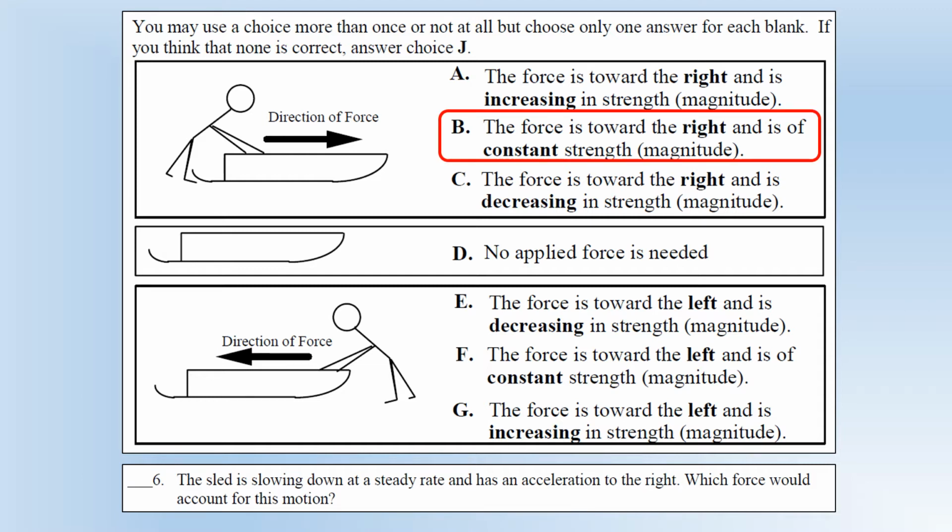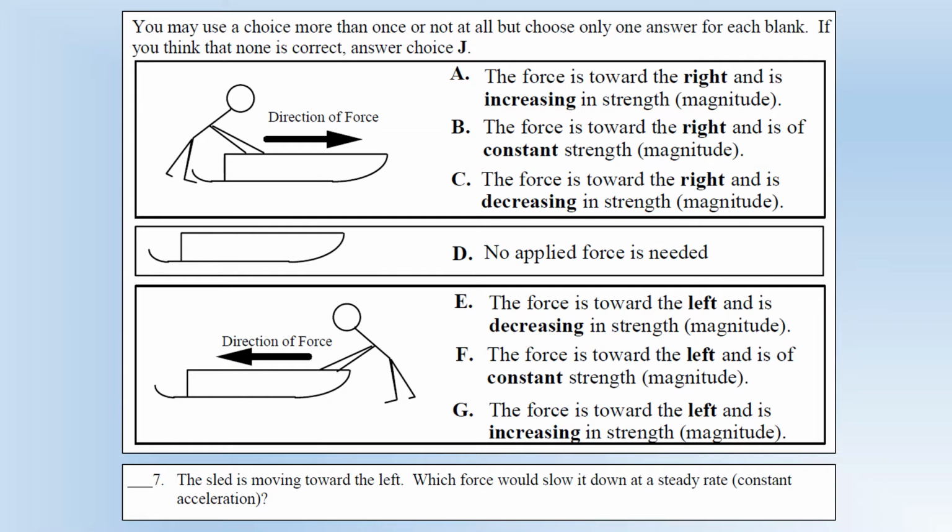All right, so the answer you should have had is B. So the resultant force is always in the same direction as the acceleration. So if the acceleration is to the right, the resultant force must be to the right. And if it's slowing down, that must have meant that the object was traveling to the left. And if the acceleration is constant, the force must be constant.